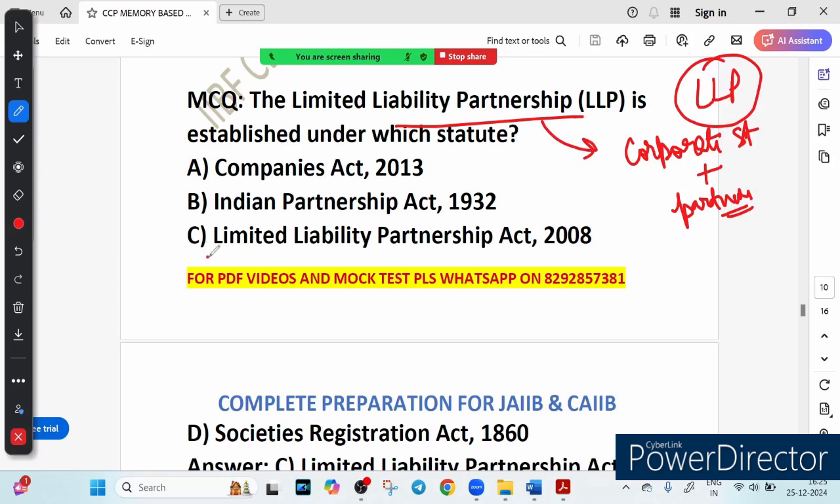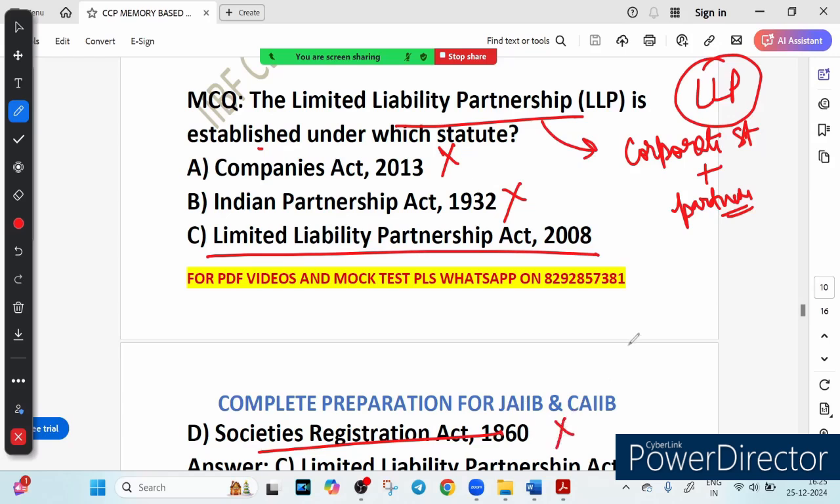So the correct answer will be option number C. The next question is, why are the other options incorrect? First option says Companies Act 2013. This act governs the incorporation, regulation and dissolution of companies, not LLP. The Indian Partnership Act deals with general partnership, which does not provide a limited liability feature. And last is the Society Registration Act. This act pertains to the registration of societies.